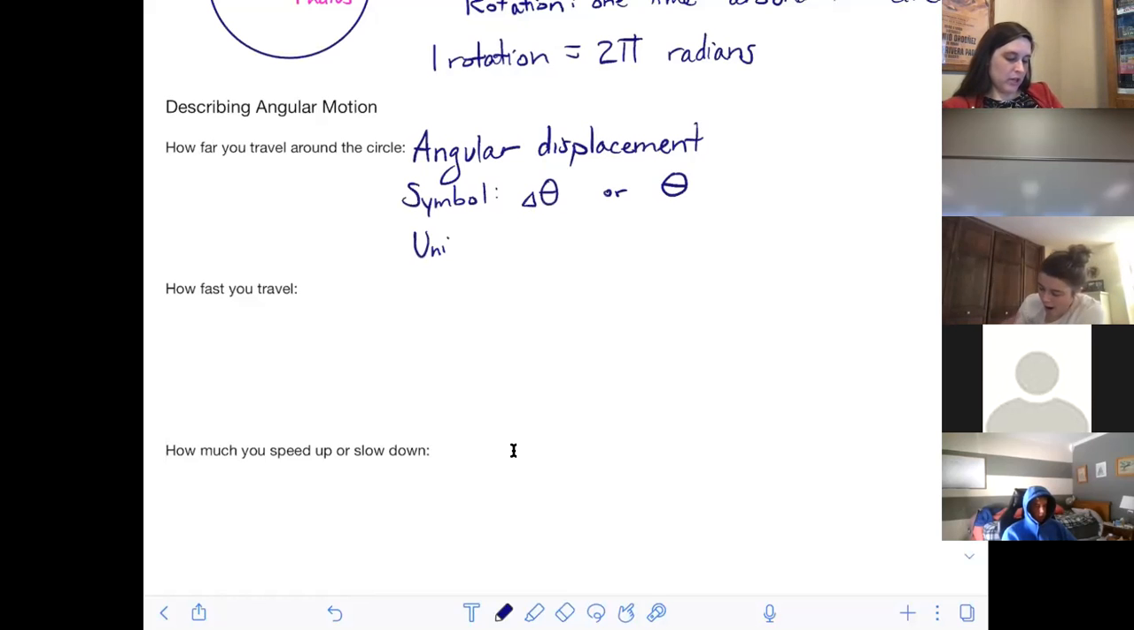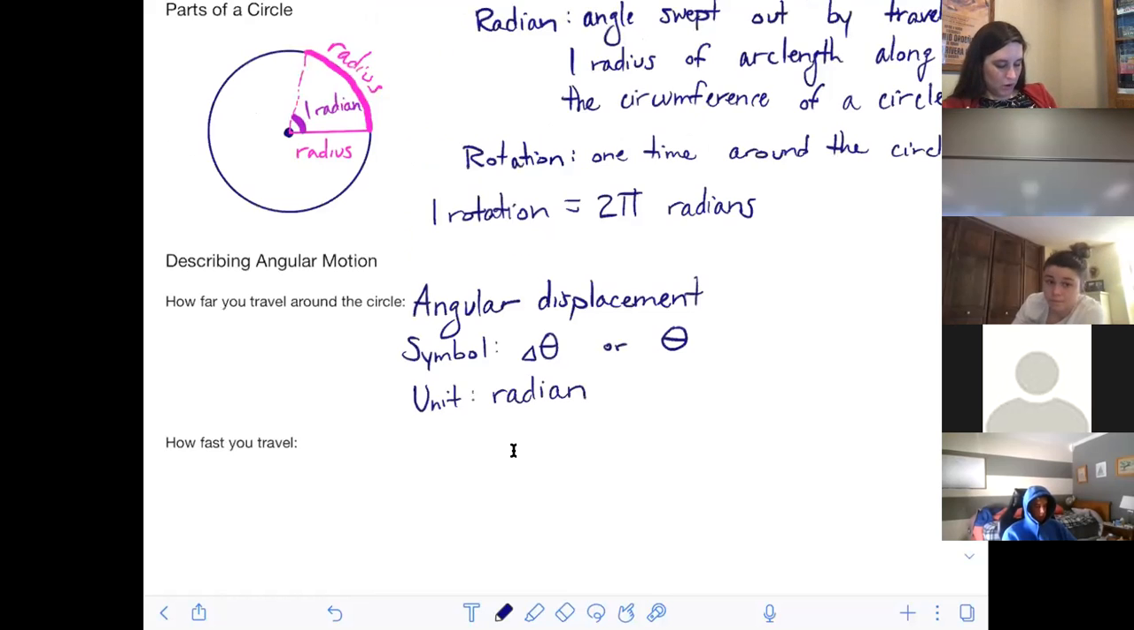And the unit that we are going to use to describe how far we've gone in our angular displacement is going to be the radian. We want to describe how far we have moved around our circle. Have we moved 1 radian? Have we moved 2 pi radians? Have we gone many, many rotations? So maybe we're going 4 pi radians, 6 pi radians, all that kind of stuff. All of that is describing how far we've gone around our circle, or even how far we've gone around the circle multiple times.